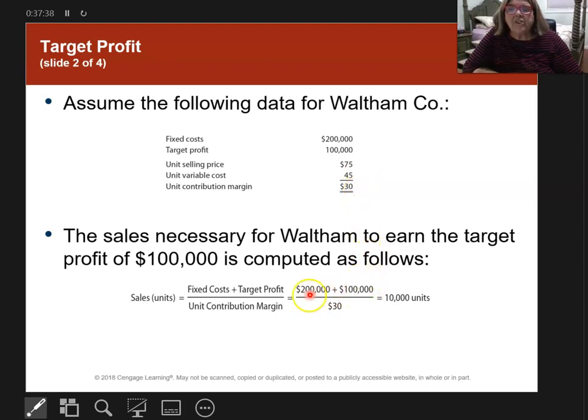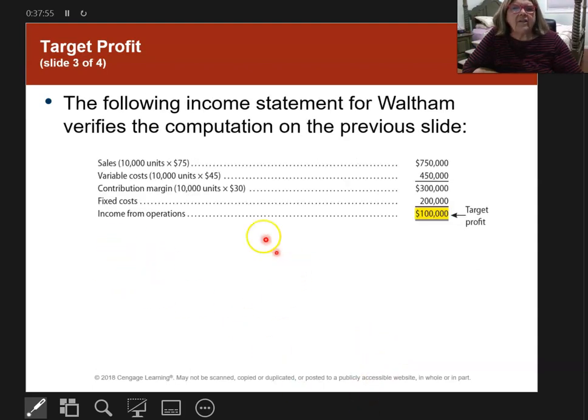So if I do the calculations, remember the fixed cost plus the target profit divided by the unit CM tells me I have to make 10,000 units in order to make $100,000. And let me show you the breakdown. Here it is right here. Here's my sales, my variable cost, minusing gives me my CM, minus my fixed cost. There's my target profit. Okay, so this information is extremely valuable because you can actually determine how much you want to make.